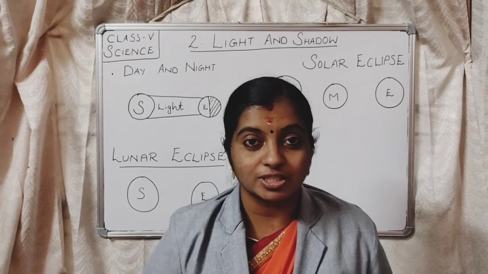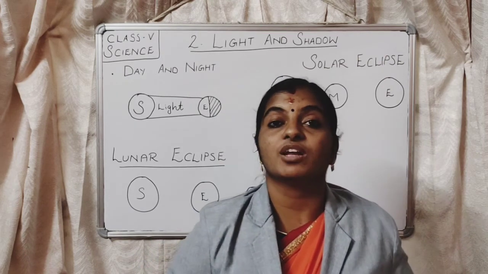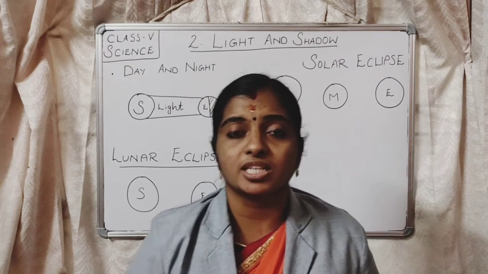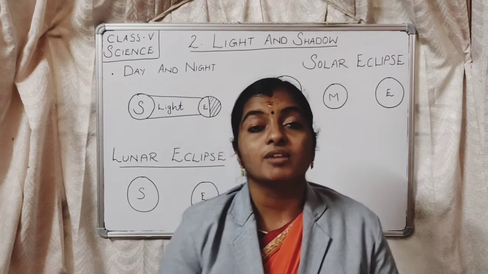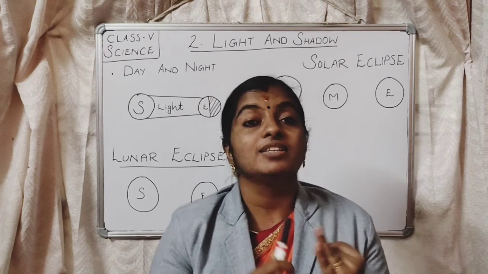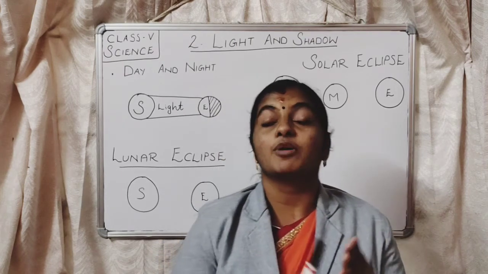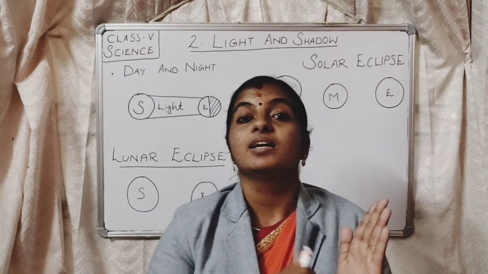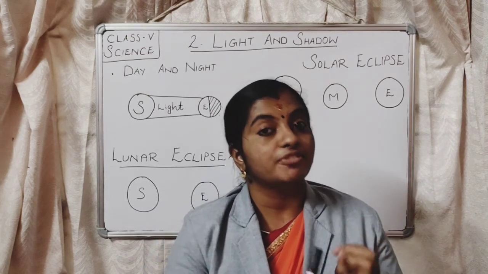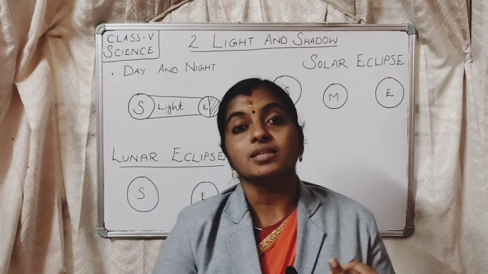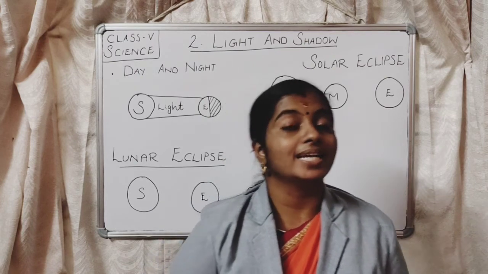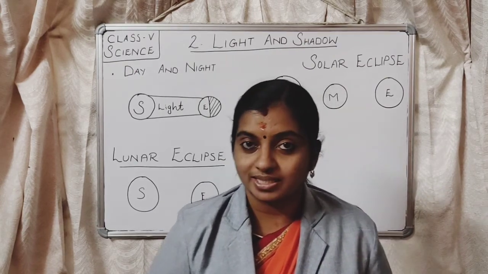I hope you understood the topic, and with this we have come to the end of this chapter. So children, which are the points that we discussed in this chapter? We studied about light, the different sources of light, luminous and non-luminous objects, then how light travels, then reflection of light, then the formation of shadow, then we studied about day and night and eclipses. So we have completed the chapter.